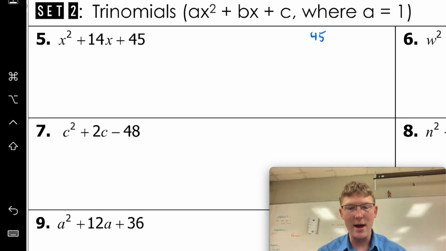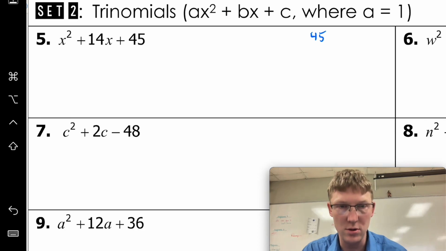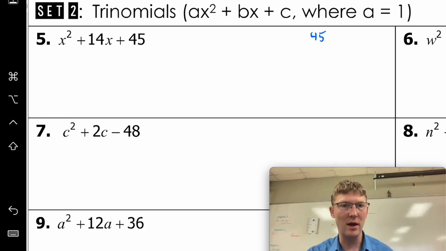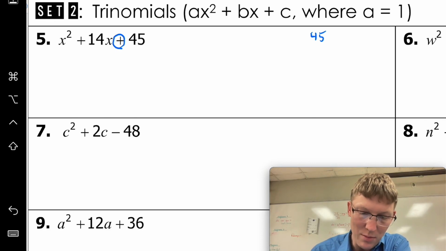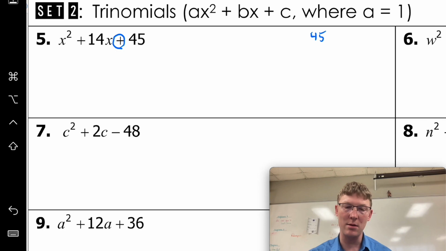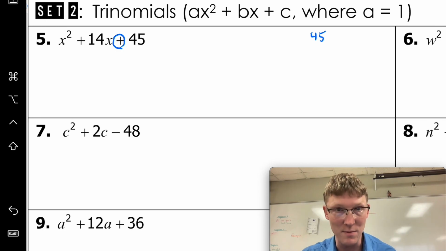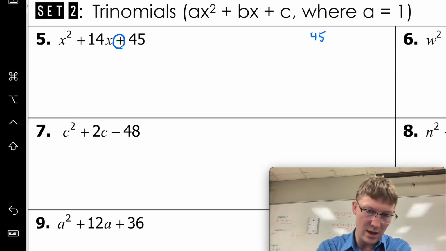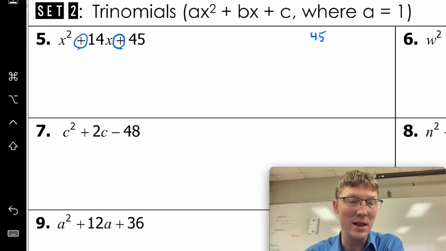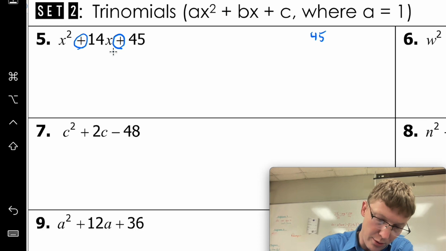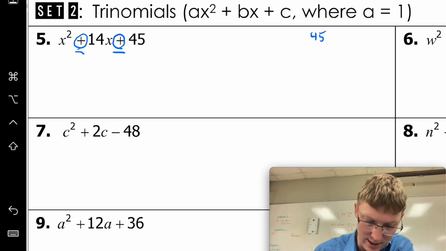And the way I solve these things, I have to use a calculator because I just don't know my times table as well as I should. But because this is a positive sign right here, I know that both of my numbers are going to be the same sign. Then I look at this sign, and that tells me what sign they are. They're both going to be positive because of that guy.